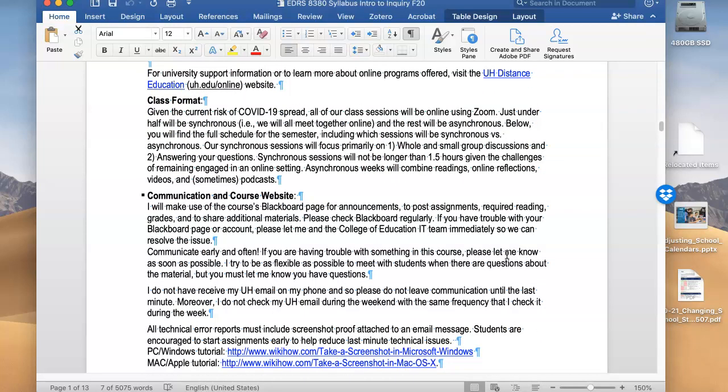Here is our class format. Of course, because of COVID, the College of Education this semester is all online. We will use Teams, not Zoom, although should Teams become a problem, we will move seamlessly to Zoom. Just under half of our class meetings will be synchronous. That means we'll meet online together, and the rest will be asynchronous. You'll find the full schedule for the semester below in the syllabus. We'll go over that quickly.